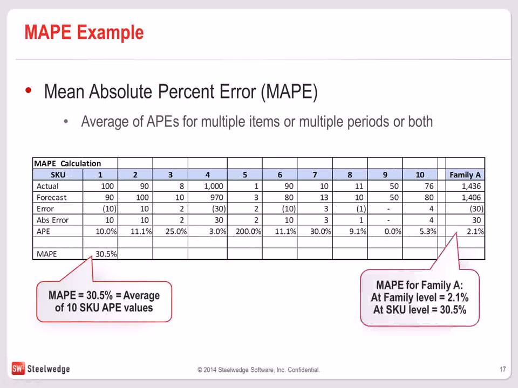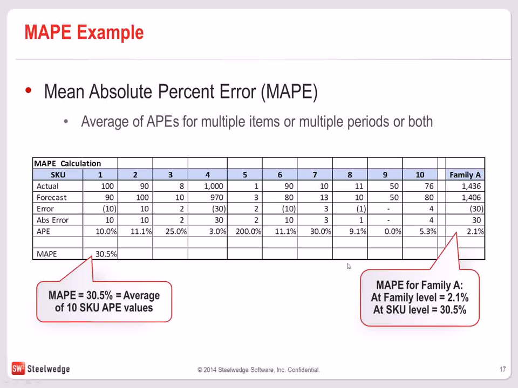Another way of measuring forecast accuracy would be to do the same calculation, but do it for the one item where we have aggregated all of the values of those 10 items together under family A. So in this case, we have a deviation of 30 with a total actual of 1,436. That gives us a percent error of 2.1%. Now, the average of one value is still the same value, so we can say that our MAPE is 2.1%. Well, that's very different than the MAPE that we got for measuring each individual item out of the 10.